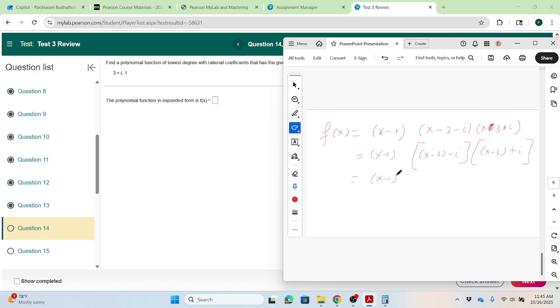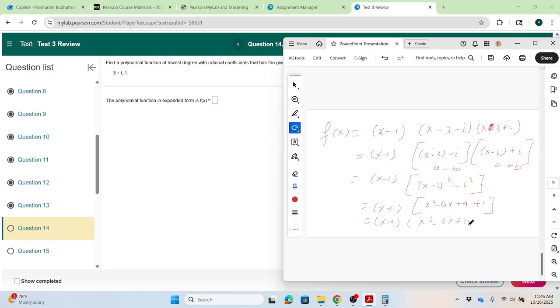And this is like a minus b and a plus b. If you multiply them, it would be x minus 3 whole squared minus i squared. That's the product. So x minus 3 whole squared is x squared minus 6x plus 9, and minus i squared means negative of negative 1, that would be positive 1. So there is x squared minus 6x plus 10, and you distribute that with the x minus 1.